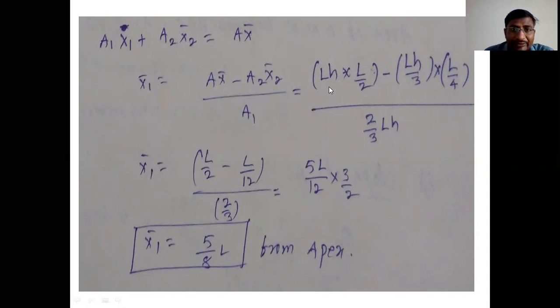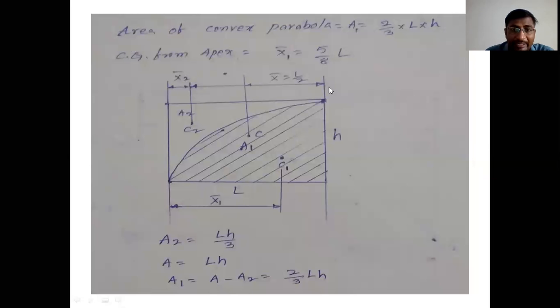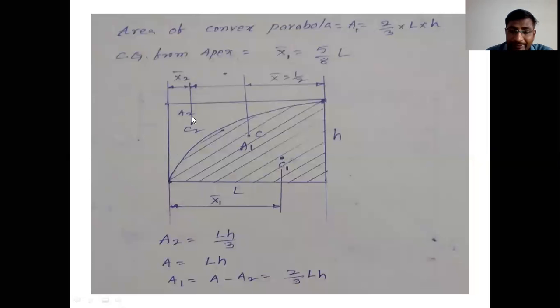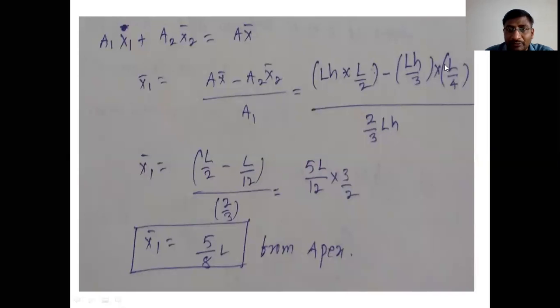So A is LH, the total area is LH, and X bar is L by 2. A2 is the concave parabola, A2 is LH by 3, with centroid at L by 4, that is L into (n plus 1) by (n plus 2). X2 bar divided by A1 is 2/3 of LH. Like this, you have to locate the X1 bar, which comes to 5 by 8 L from the apex point.